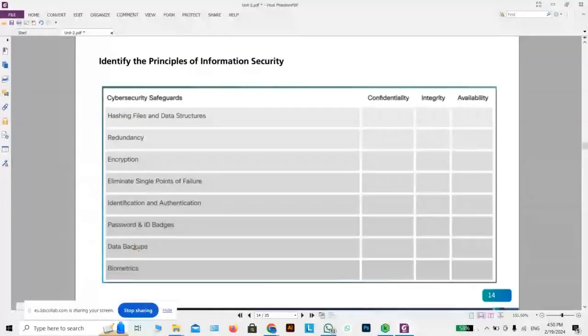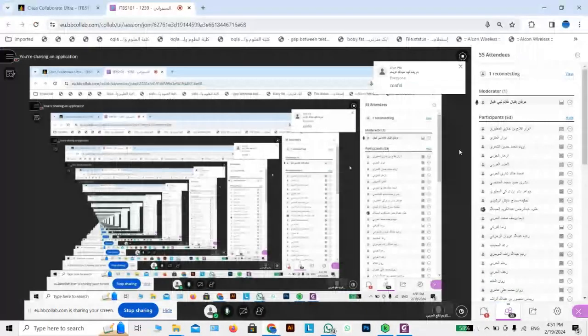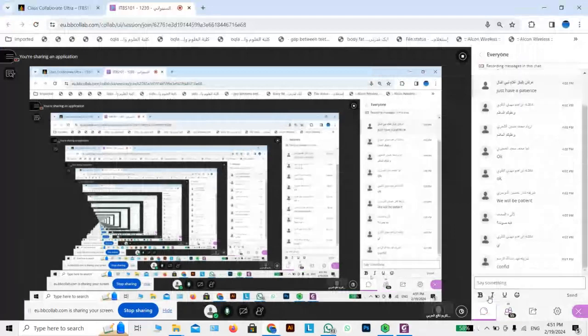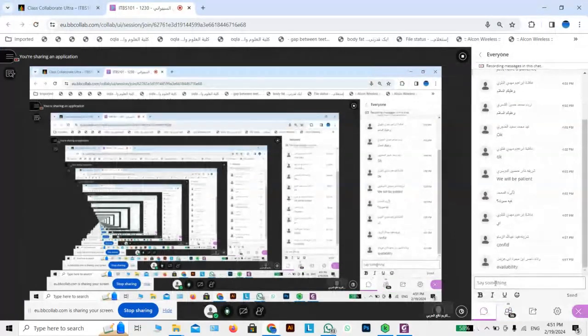Now, I should ask about these. For example, for hashing files and data structures, do we make sure of confidentiality, integrity, or availability? Let's see the answer here. Confidentiality. Okay, Wafa said availability, but availability is about making the resource available. Hashing is nothing about a resource.